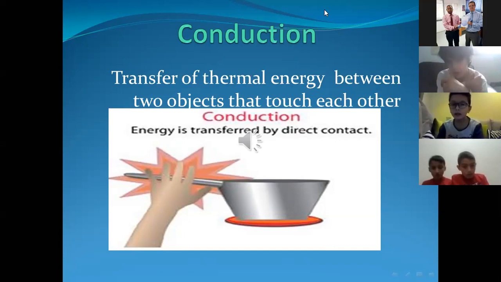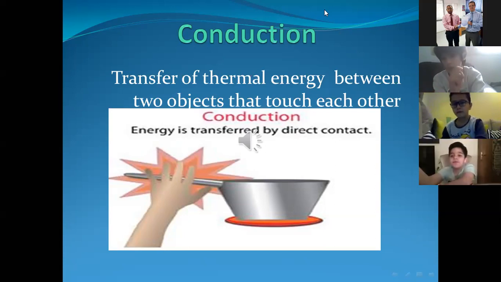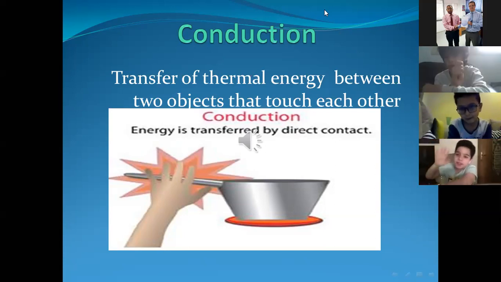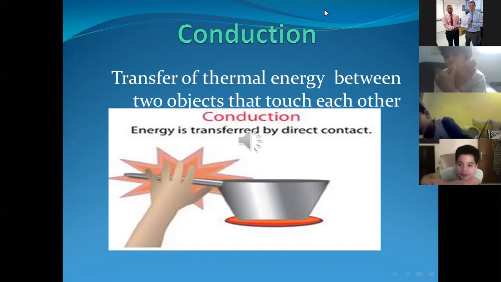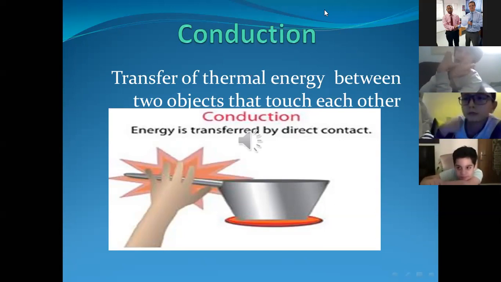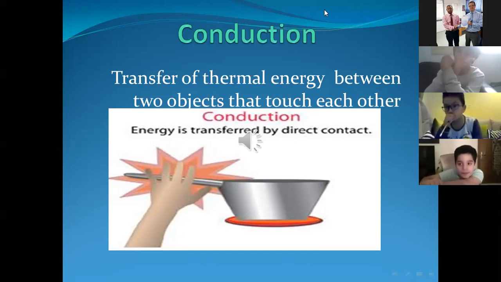Who raised his hand? Muhammad Amir. Can you tell me what is the meaning of conduction? The transfer of heat energy by touching the thing that is hot. Without touching, will there be conduction or no conduction? No, there is no conduction. Yes, exactly. You have to touch the thing, for example here in the picture. Very good, thank you, Muhammad Amir.